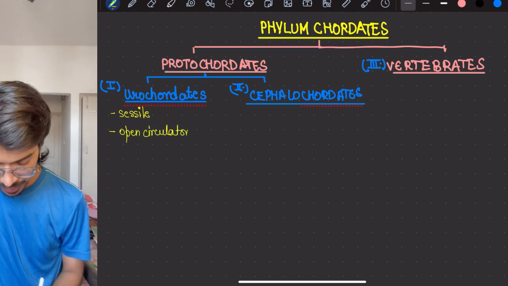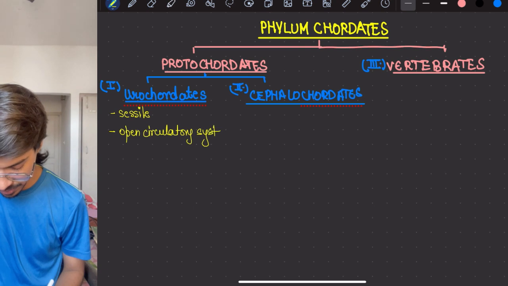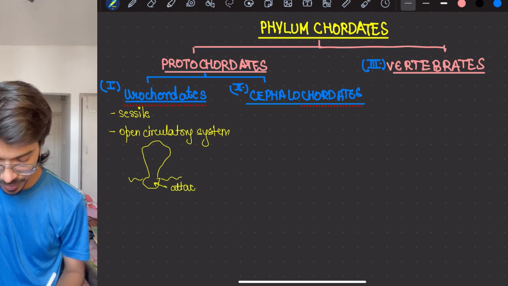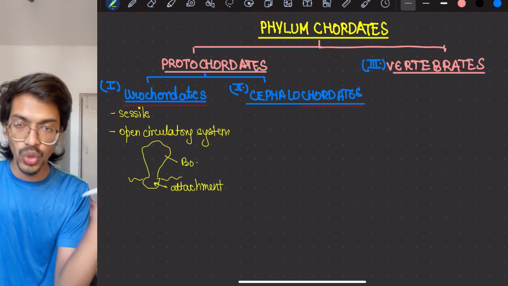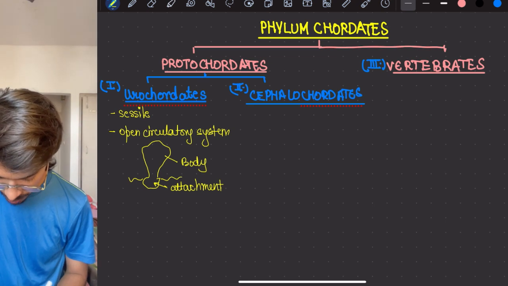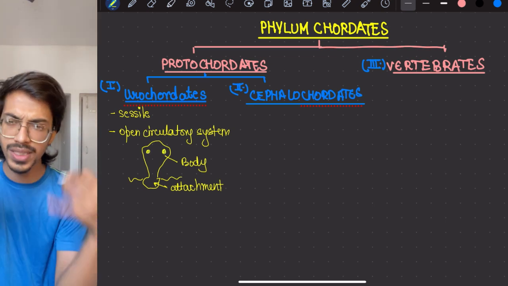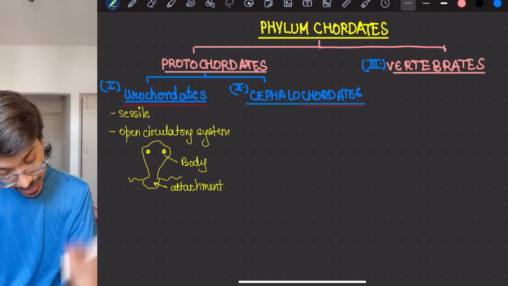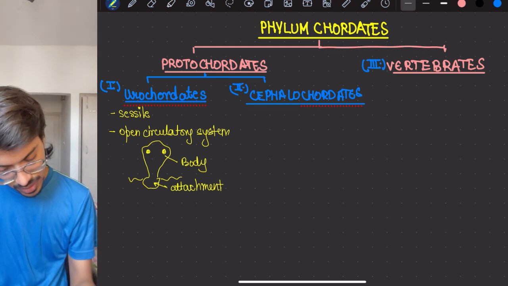They look like something like this. They are attached to the rock, this is their attachment. This is the body. The body is leathery, with no eyes, no hands, nothing. Pores are present, of course, for breathing and excretion. Very primitive organism. So this much we have studied about the examples.